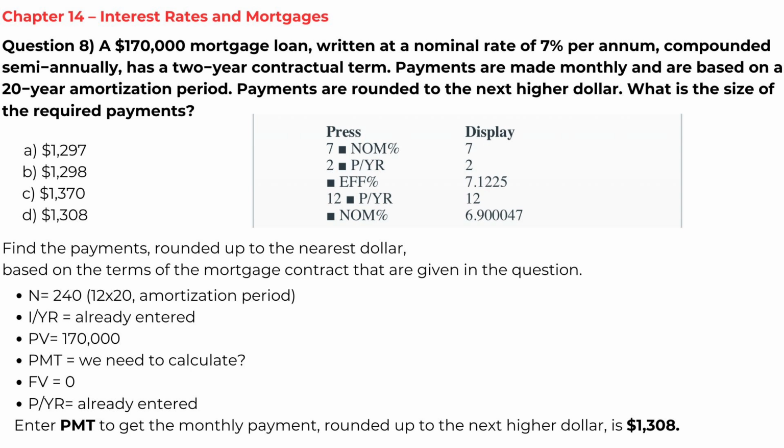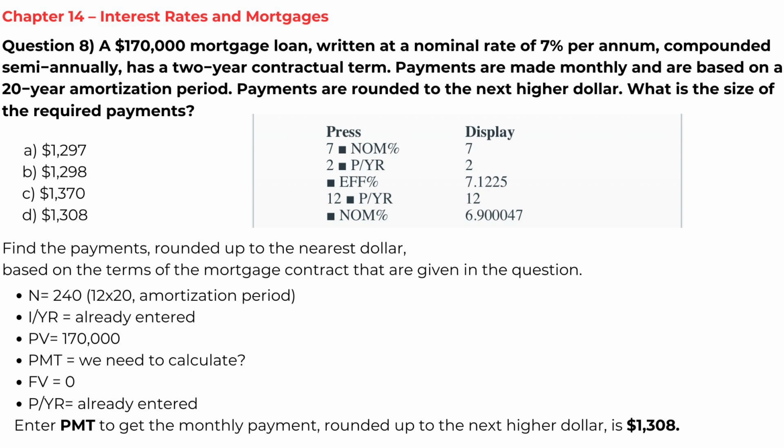Step 1. Let's convert J2 equals 7% to J12. 7 shift NOM, 2 shift PYR. Shift effective. 12 shift PYR. Shift NOM. Find the payments, rounded up to the nearest dollar based on the terms of the mortgage contract that are given in the question.